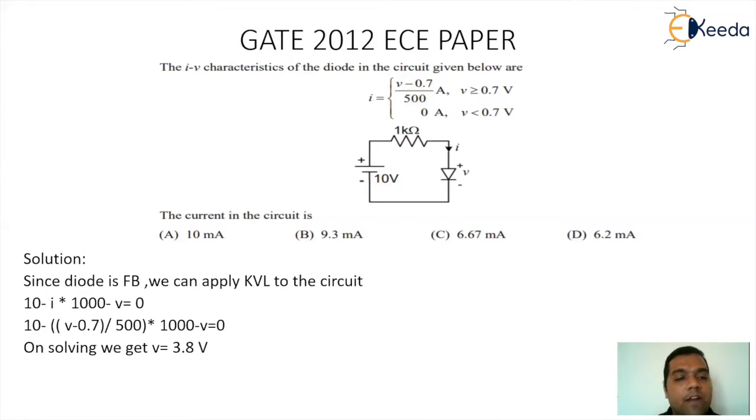Once we get the value of V as 3.8, we have a relation between the current and the voltage of the diode represented by an equation. We just need to put the V value as 3.8 in that equation of (V minus 0.7)/500, where V will be substituted as 3.8. On substituting the value, you'll get the value of I as 6.2 milliampere. So the answer is option D, 6.2 milliampere. Next question.